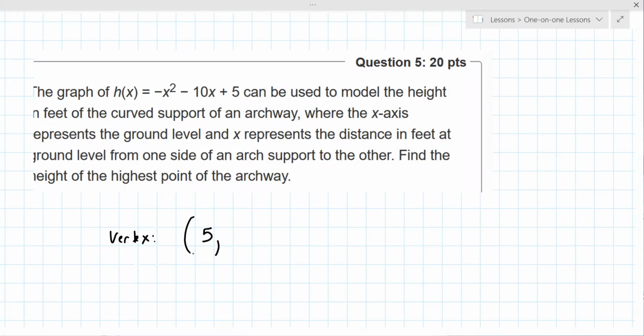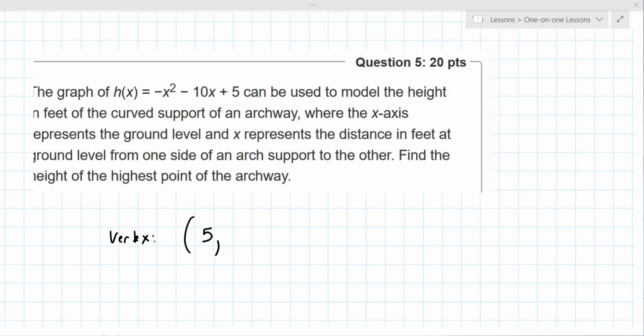That would be correct, except that's not what... Ooh, they've got an error in their question here, it looks like. I'm just going to graph this real quick because I think I will see what I'm expecting to see when I graph it. Minus x squared minus 10x plus 5.